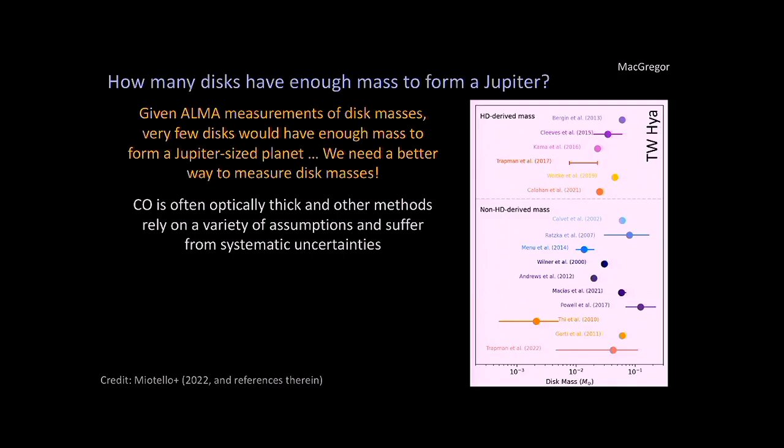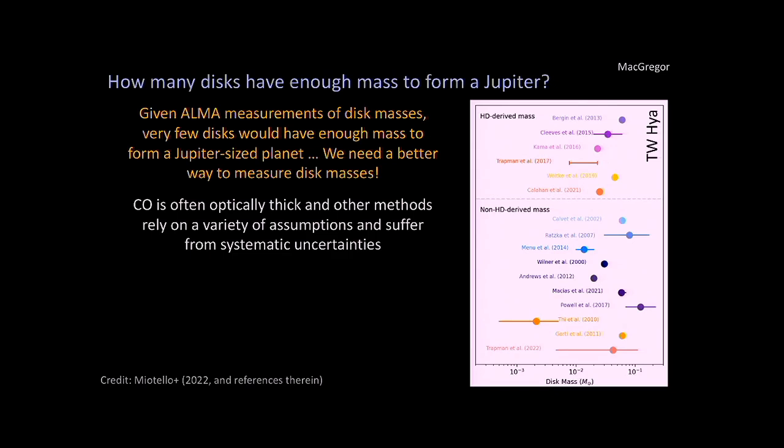With ALMA, we've been doing a lot of work to measure total dust masses and then total CO masses and infer dust-to-gas ratios and try and just measure the mass of a bunch of disks in young star-forming regions as a function of age and look at trends in how disk mass evolves. The problem is, if I actually do those calculations and I look at the sample of disks that we've done this for, basically none of those disks have enough mass to form Jupiter. They all have masses, including all the dust and the gas, that are less than the mass of the giant planets in our solar system.